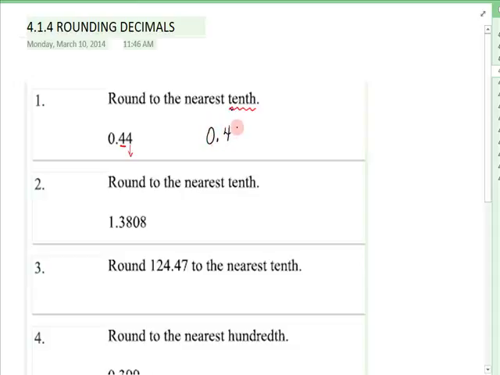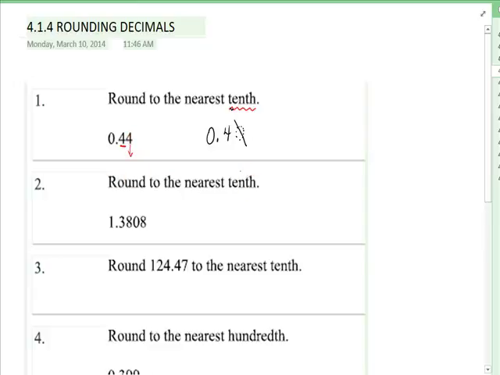0.4. Now, it's as if it's a 0, which is what you would have done if it was a whole number. But because it is a decimal, if it says to round to the nearest tenth, there will not be anything written past the tenths place. So in whole numbers, that would have turned to a 0. In decimals, it actually just disappears. All right, let's look at the next one.